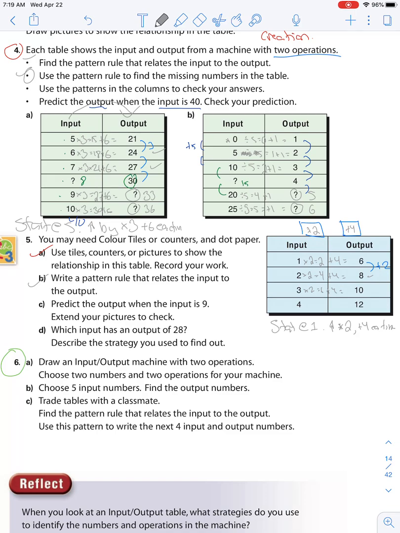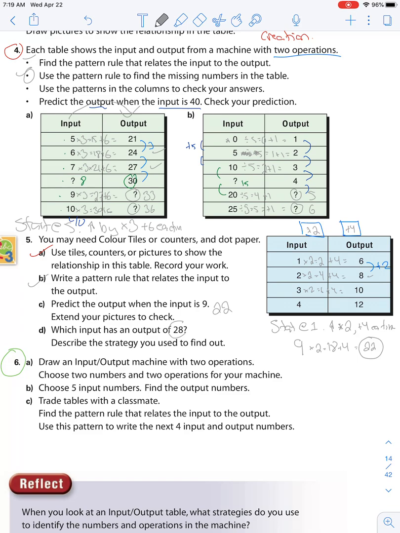Next one, predict the output when the input is 9. If we had 9 here, we would do 9 times 2, which is 18. 18 plus 4 is 22. So here we should have 22.